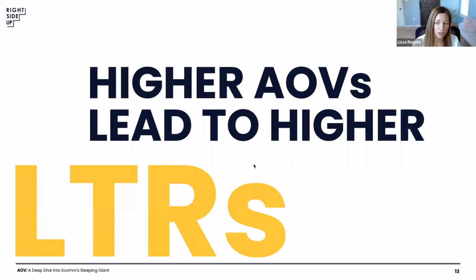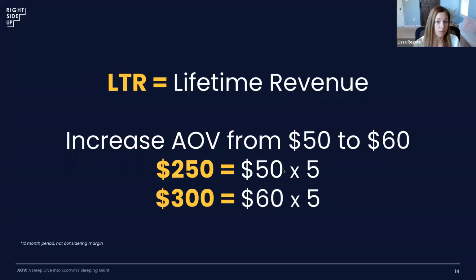Higher AOVs also lead to higher LTRs, or lifetime revenue. Lifetime revenue is a gross metric. You're not taking into consideration margin here, but just for simplicity, we're going to take the same kind of approach. So if you have your AOV today at $50 and you're able to increase it to $60, let's say Sally comes and buys t-shirts from you 5 times a year. Okay, she's buying t-shirts, let's say a $50 AOV, she's generating $250 in lifetime revenue for you for this year. You increase that AOV to $60, the same purchase frequency, you're generating an incremental $50 in lifetime revenue for that year.